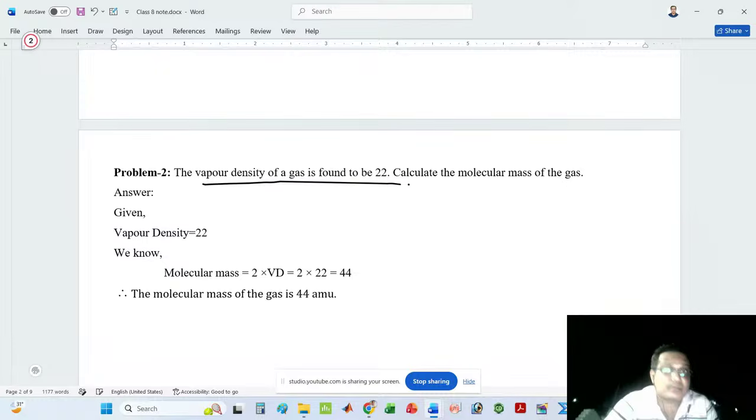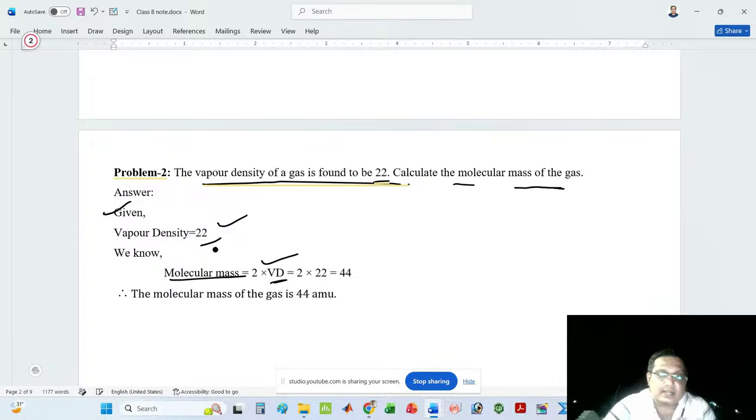In this problem, the vapor density of a gas is found to be 22. Calculate the molecular mass of the gas. Your aim is to calculate the molecular mass of the gas. Here I can write the given data: vapor density is 22. We know that molecular mass is equal to 2 into vapor density. Now put the vapor density, that is 22, here. So I can write 2 into 22 is equal to 44. So I can conclude the molecular mass of the gas is 44 AMU.